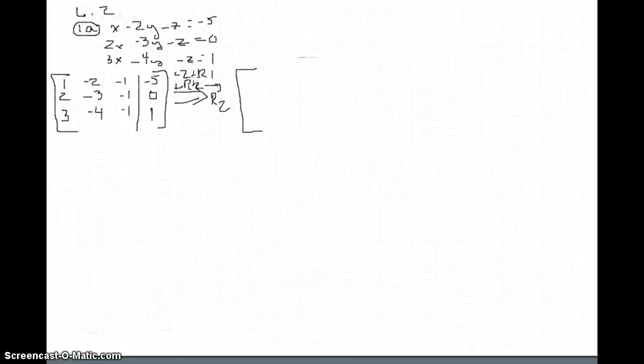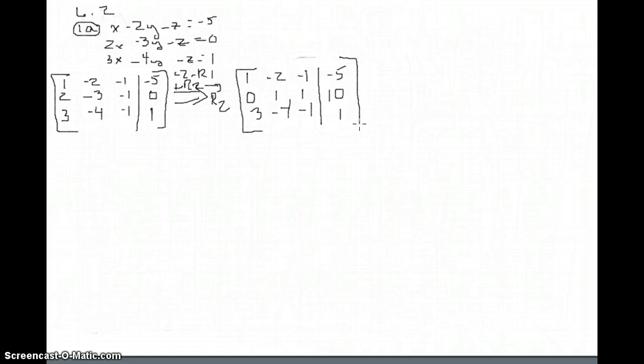All right, so I take -2 times row 1. I get -2 plus 2 is 0, and I put it here. -2 times -2 is 4, plus -3 is 1. And -2 times -1 is 2, plus -1 is 1. And -2 times -5 is 10, plus 0 is 10. All right, so now I'm going to put all the other numbers down. 1, -2, -1, -5. And 3, -4, -1, 1.